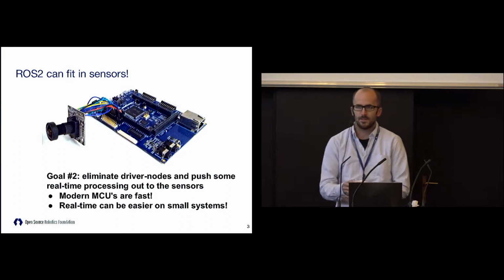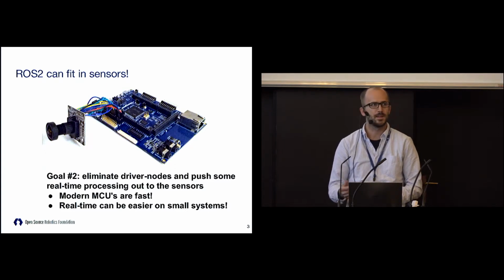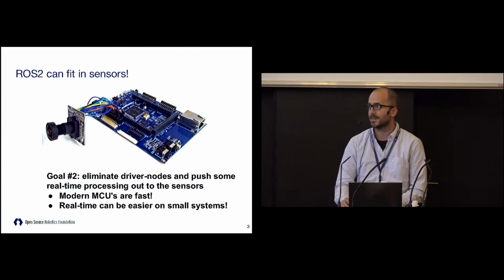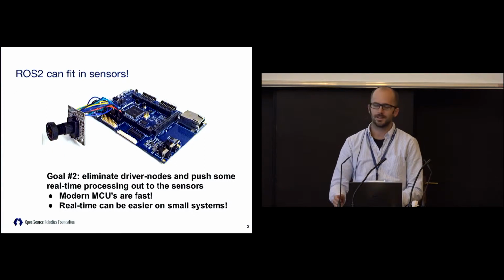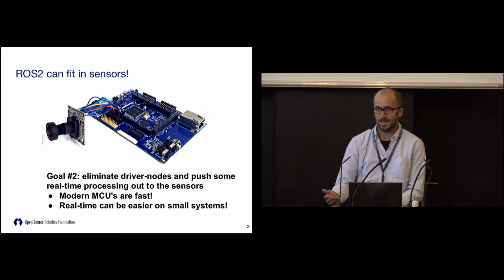So once we have then nodes, like actual ROS2 clients talking to the system, maybe we can start to push more and more of the real-time processing into the sensors and actuators at the edges of the system. Because modern microcontrollers really are just getting more and more awesome. It's the kind of thing where you go to the trade show every year and they're like, oh yeah, here's this thing and this runs twice as fast as last year. Have a nice day. So that's still happening in the microcontroller world.